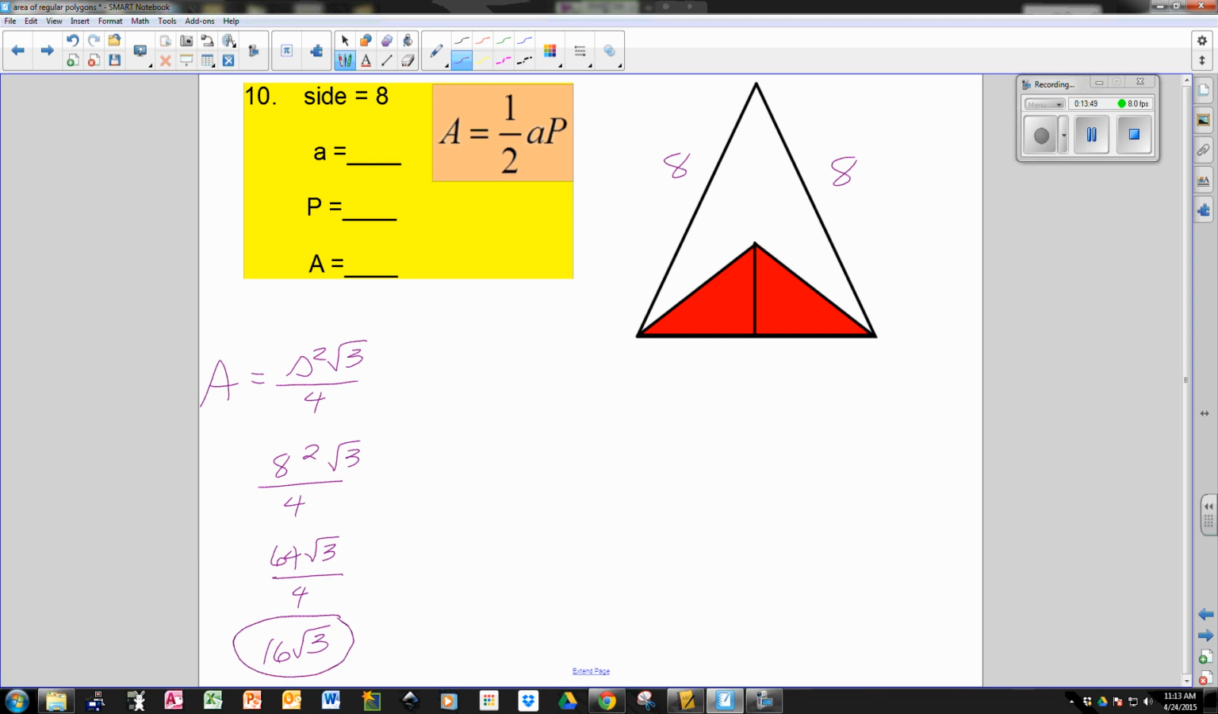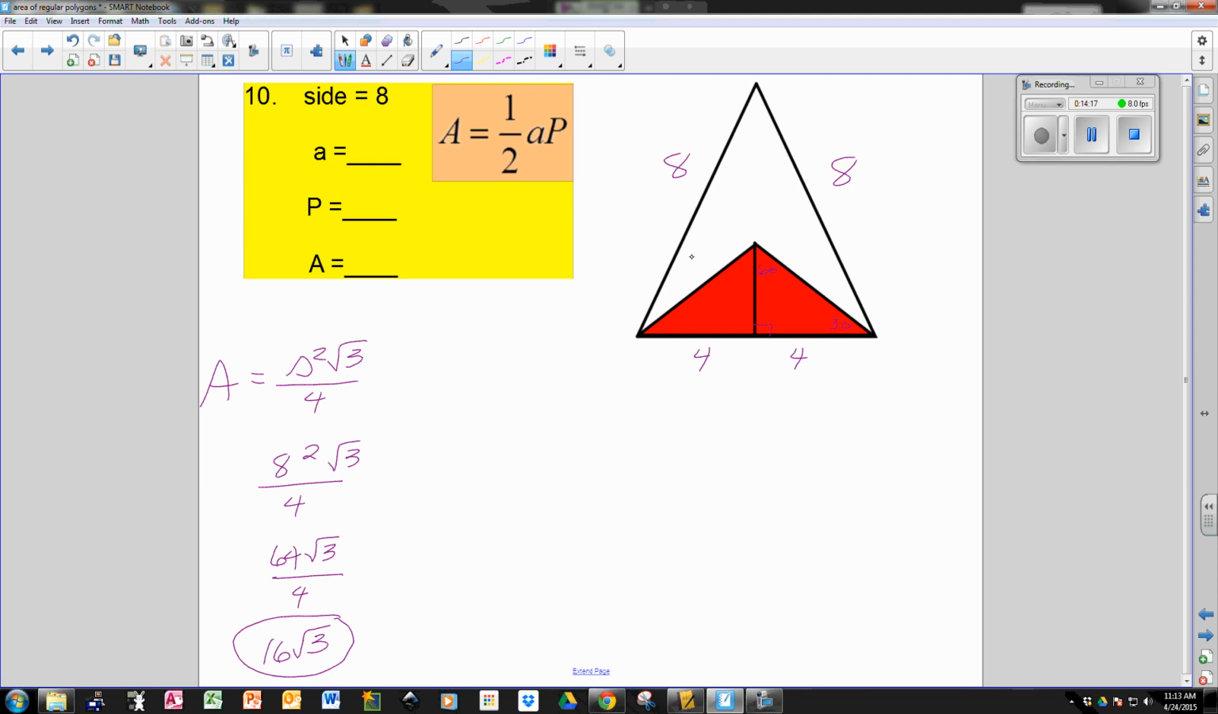So this is what our answer is going to be here. But we're going to use the new formula so we can practice. I know that the apothem splits this side in half, so this becomes 4, this becomes 4. This is 90, this was 60, so now this is 30, and this is 60. So now I've got to figure out, what is the apothem? Because I need to know that.